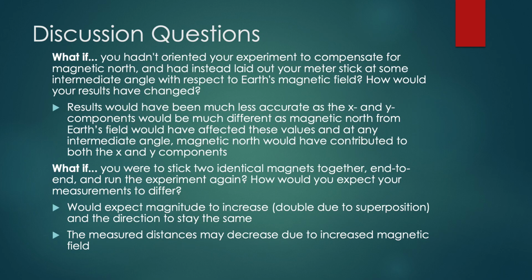For the first what-if question, the results would have been much less accurate as the x and y components would have been different, as the magnetic north from Earth's field would have affected both the x and y components. And for the second what-if question, I would expect my magnitude to actually double due to superposition, but the direction to stay the same, and the measured distances may increase due to the increased magnetic field.